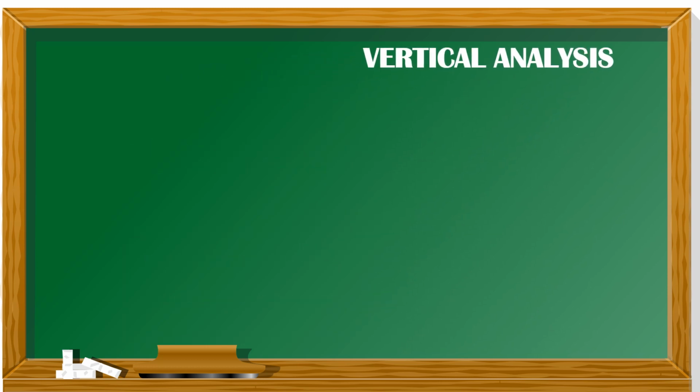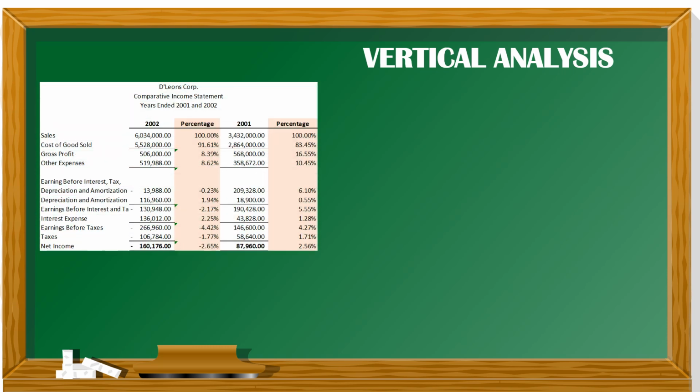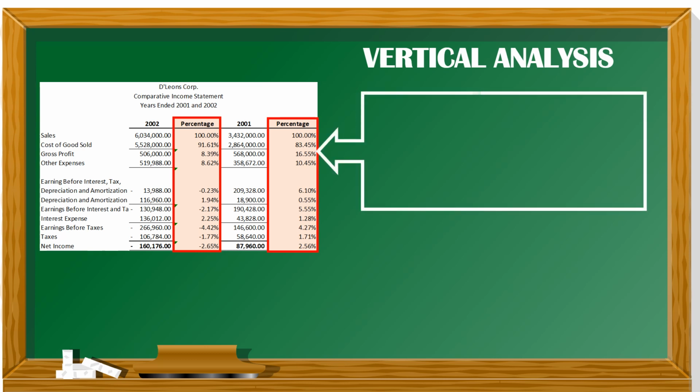Okay, now let's have an example of a vertical analysis. In this example, we will be using the comparative income statement of De Leon Corp for years ended 2001 and 2002. Here you can see the percentage for the vertical analysis or the common size analysis. Now, let's have a sample computation for a specific account, and let's have the cost of goods sold account.